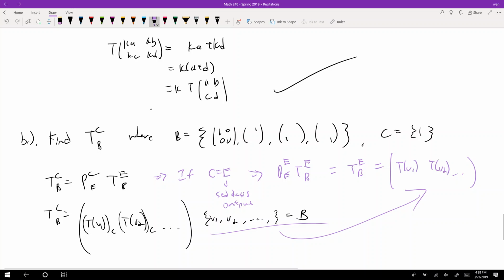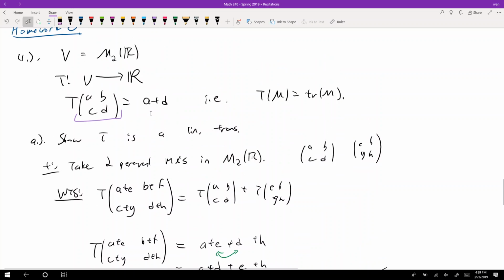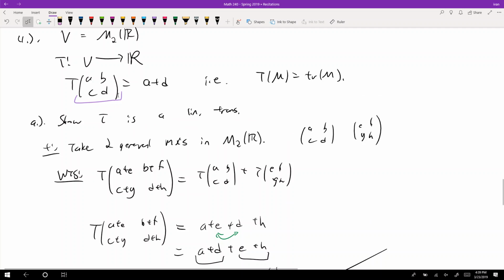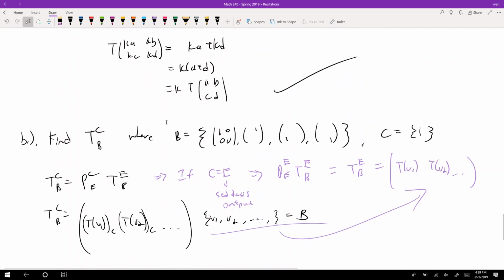Okay, so let's look at our map back up here. T is going from V to R. What is the dimension of R? 1. What is the standard basis for R? 1, right? So in this case, what is C? Well, C is 1. So C is the standard basis for my output space. So I don't have to do any change of basis. I can just straight up plug in the basis elements of B, which are V1, V2, into the map, and that will spit out the transformation matrix for me.